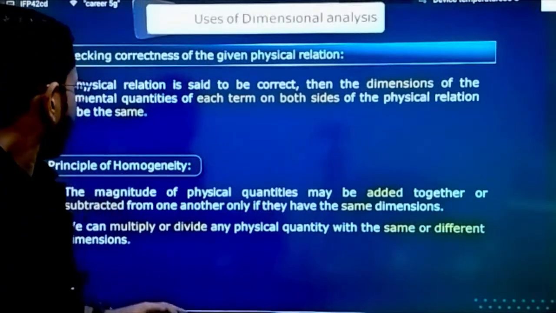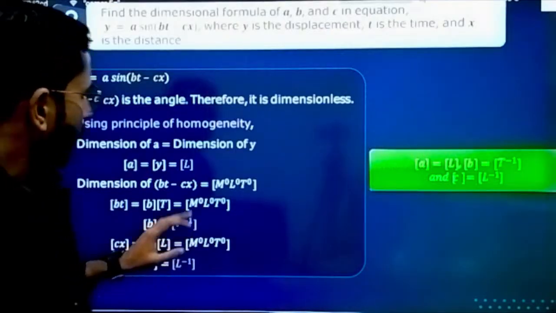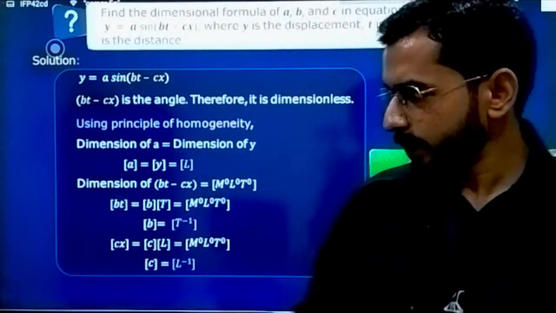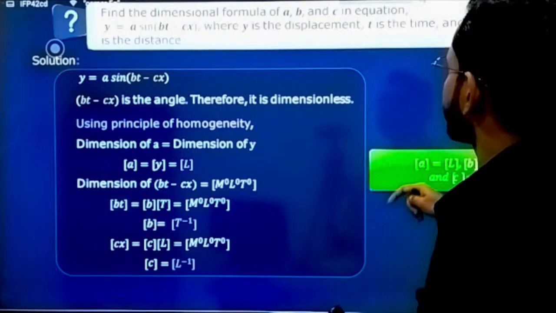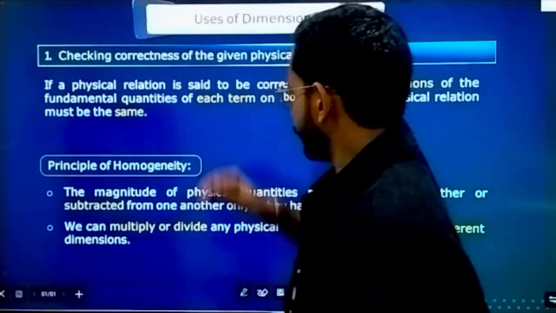Okay. So let's start from the first: check the correctness of the given physical relation. How to check it? Now understand here. You will understand better from a question. Okay. See, for example, I am giving you a scenario.